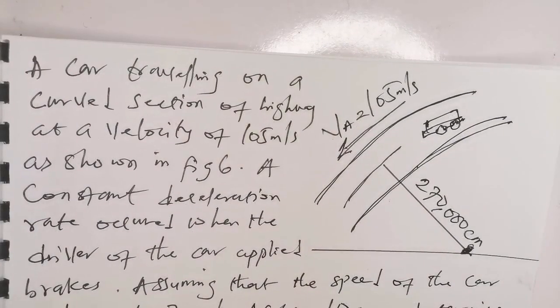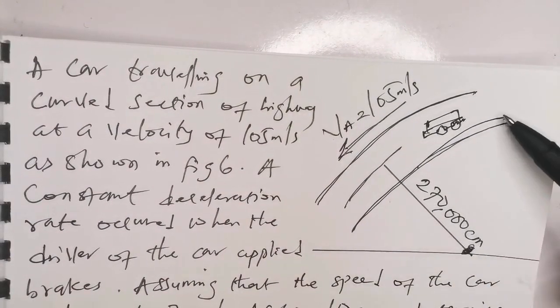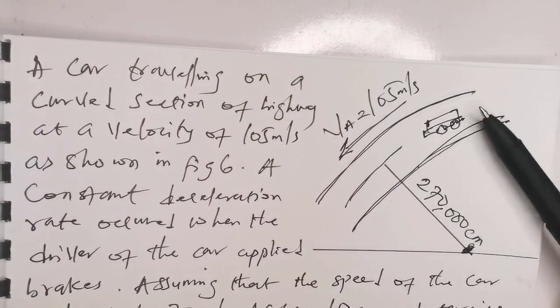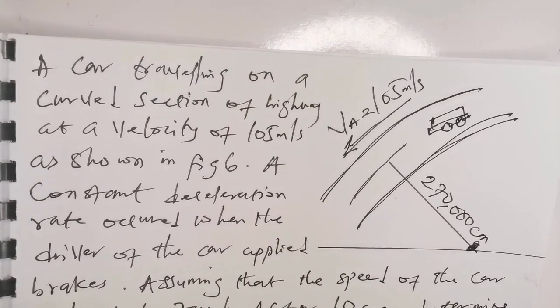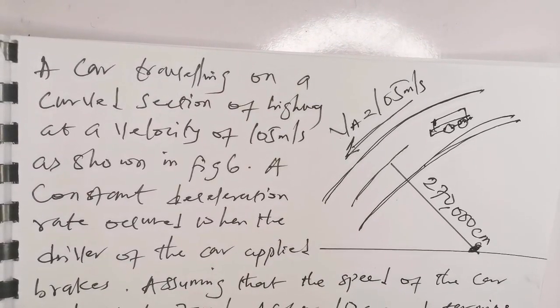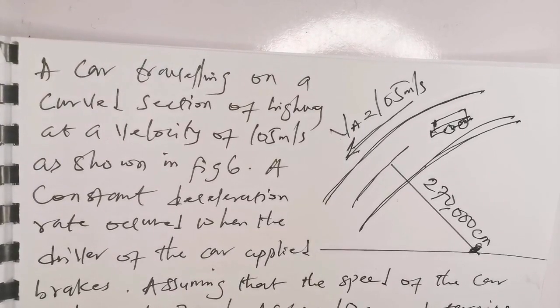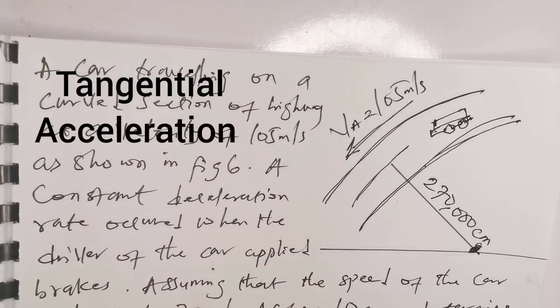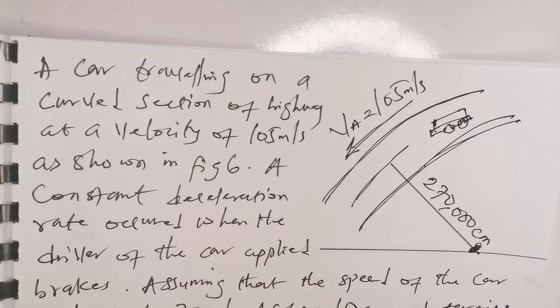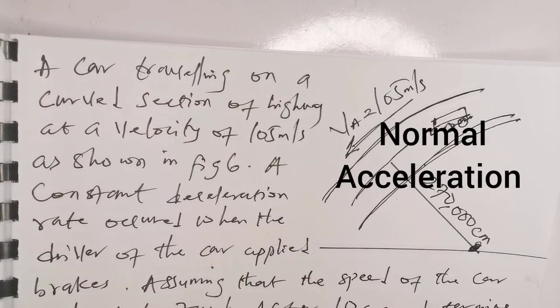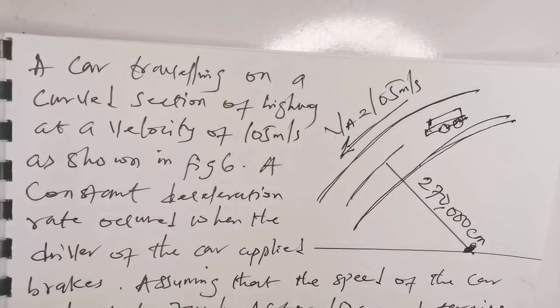Okay, so this is the diagram which shows the motion of a car on a curved path. So this is actually a question to help us understand curvilinear motion. Whenever an object moves around a circle, there are two types of acceleration that occur. The first acceleration is called the tangential acceleration, and the second acceleration is called the normal acceleration. So let's look at our parameters.